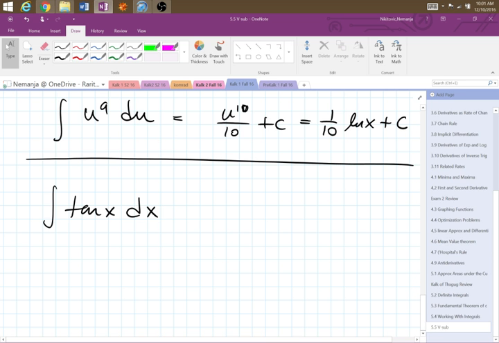So now, how do you integrate tangent x? Do you see a function derivative pair? Is it there? Rewrite it. Very good. Is there a function derivative pair? Yeah, because sine is the derivative of cosine, or cosine is the derivative of sine, whichever way you need. So the first step is to rewrite this as sine x divided by cosine x, and then make your substitution.